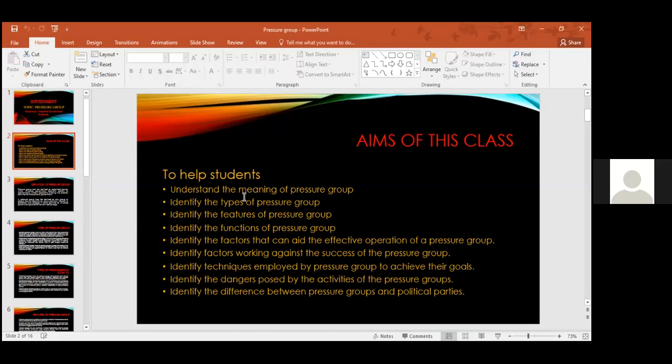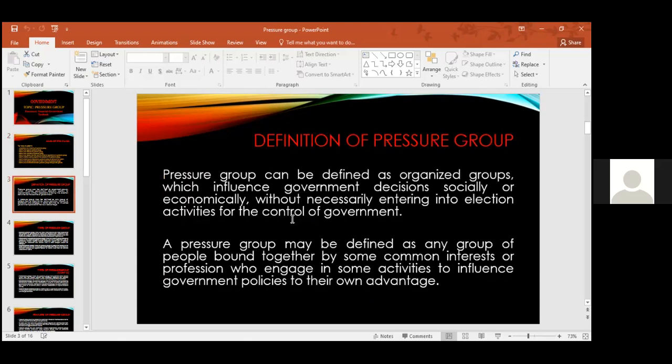that can aid the effective operation of the pressure group, identify factors working against the success of the pressure group, identify techniques employed by pressure groups to achieve their goals, identify the dangers posed by the activities of the pressure group, and lastly, to identify the difference between pressure group and political parties. So let's start with the definition of pressure group.